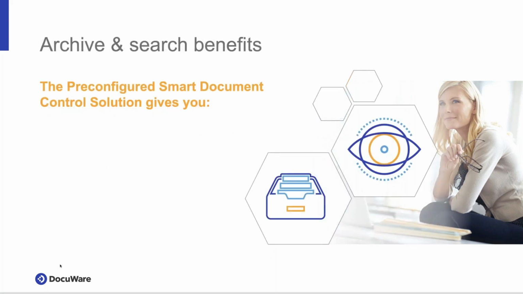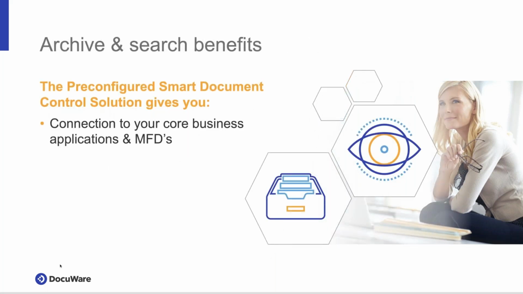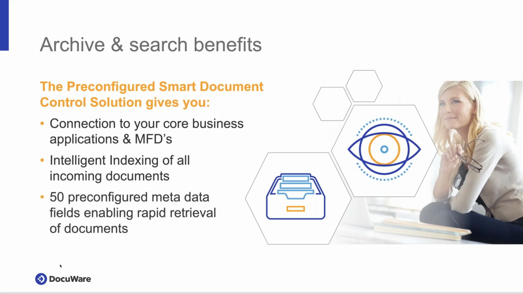The pre-configured solution gives you the ability to connect to your core business applications and MFDs. We can index all of your incoming documents. So the intelligent indexing will index all of your incoming documents. And it comes with 50 pre-configured metadata fields, enabling rapid retrieval of the documents. So that's basically like your search and retrieval fields. That's a very powerful start from the pre-configured solution.